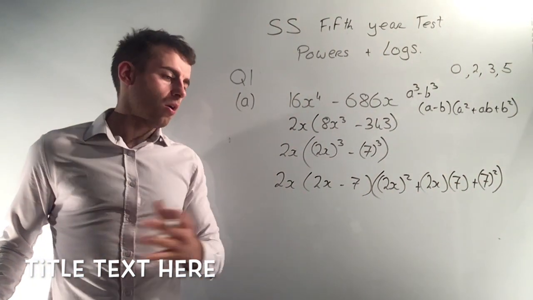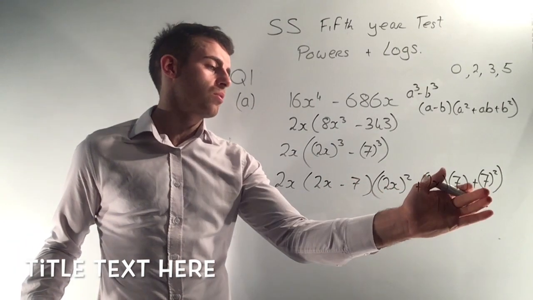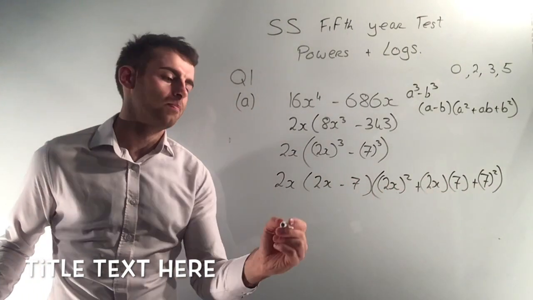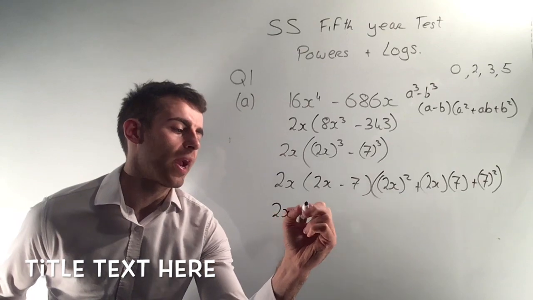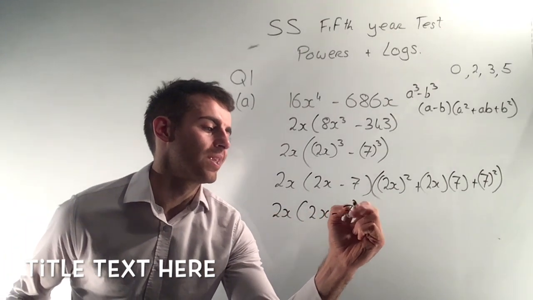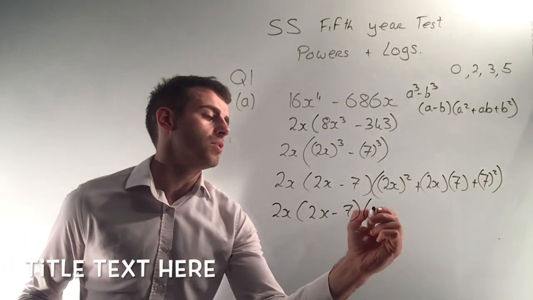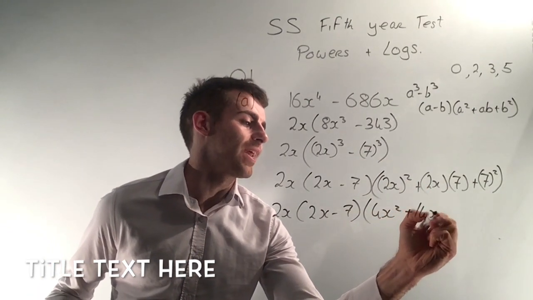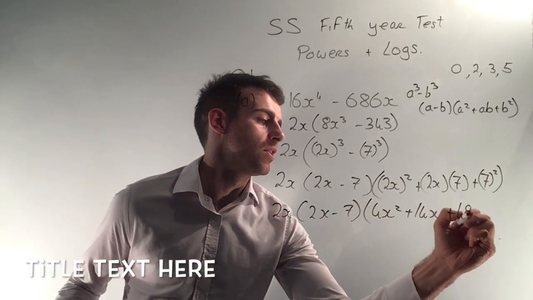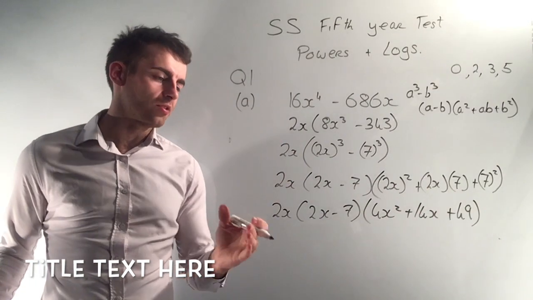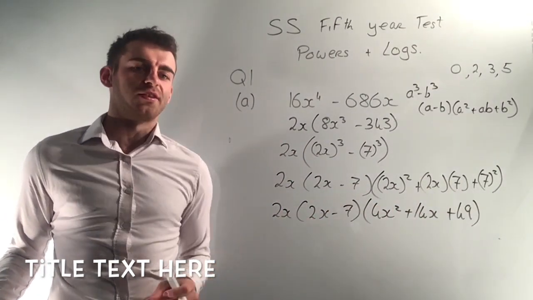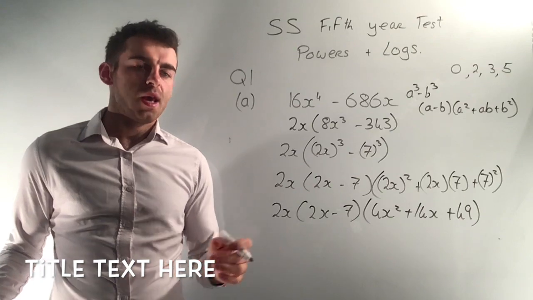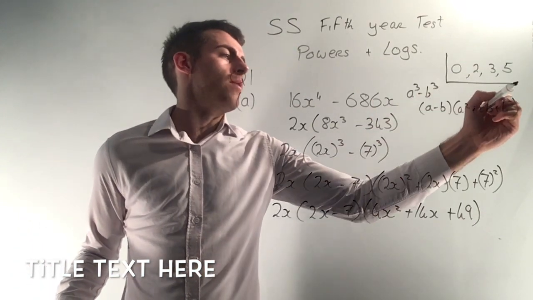And now all we can do here is square this term and multiply the thing in the middle. So I can leave this as 2x times 2x minus 7. Then 2x by 2x is 4x squared. 2x by 7 is 14x. 7 by 7 is 49. So my final answer in that scenario is these are the factors. That's factorized fully. Now I want to go through the marking scheme.